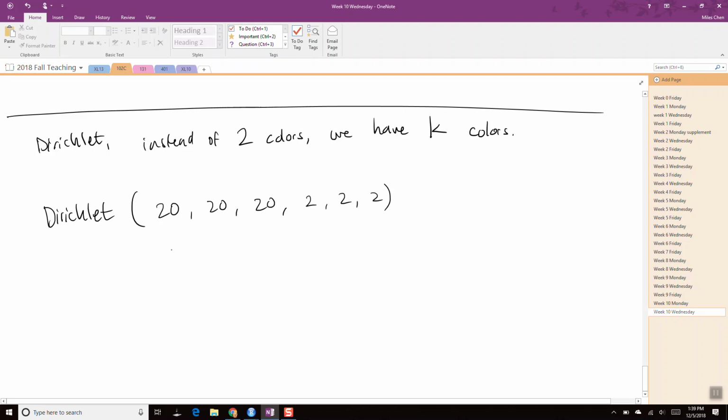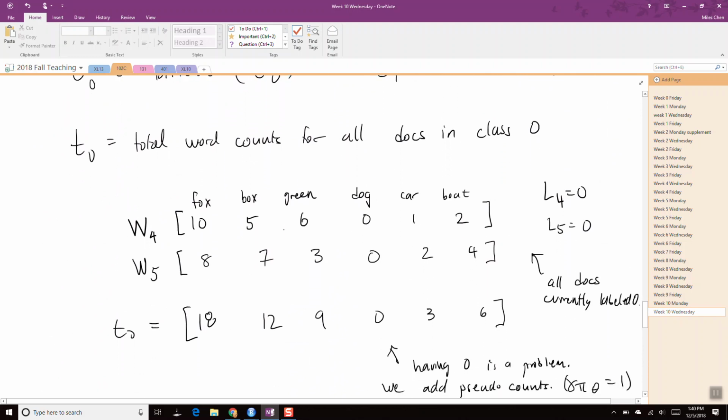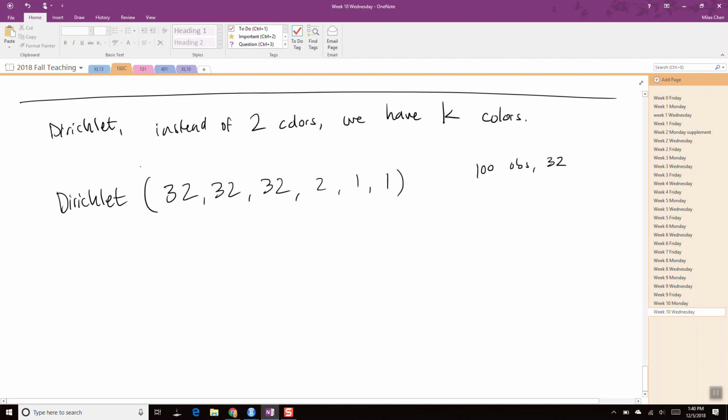Let me get everything to add up to 100. I've got 6 over here. What's 94 divided by 3? Let's change this to 90. So I'm going to do 32, 32, 32, and then 2, 1, 1. So I've got 100 observations, 32 times we got, what were the words I was using? Fox, box, green, dog, car, boat.